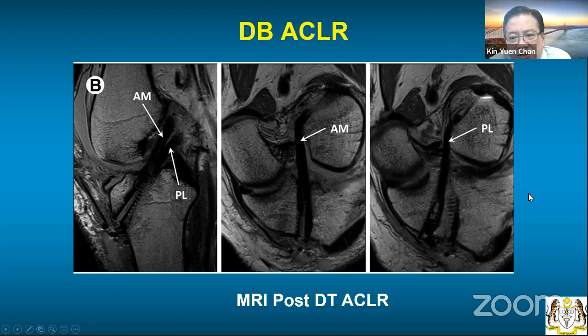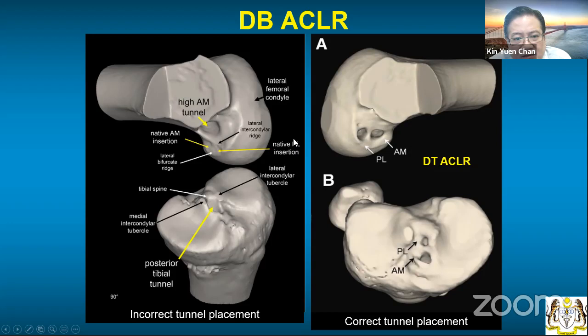And these are just CT scan images showing incorrect placement of the tunnel. As you can see, this is really too anterior, in front of the lateral intercondylar ridge, which will inevitably cause the graft to fail. And this is more of an anatomical position on the femur side, which is the correct anatomical position. And on the tibial side, again, it almost mimics what the native ACL should be.